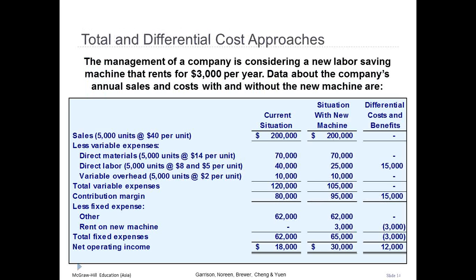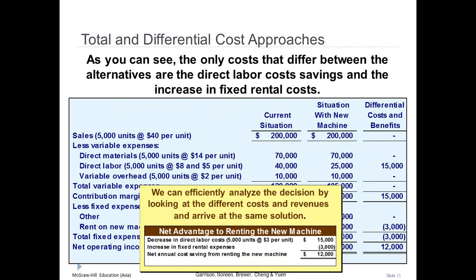Assume the following information for a company considering a new labor-saving machine that rents for $3,000 per year. The total approach requires constructing 2 contribution format income statements, one for each alternative. The difference between the 2 income statements of $12,000 equals the differential benefits shown at the bottom of the right-hand column. The most efficient means of analyzing this decision is to use the differential approach to isolate the relevant costs and benefits as shown.